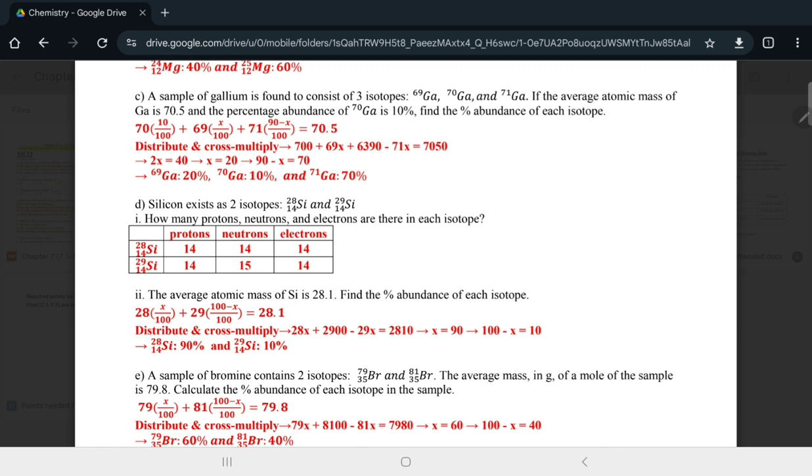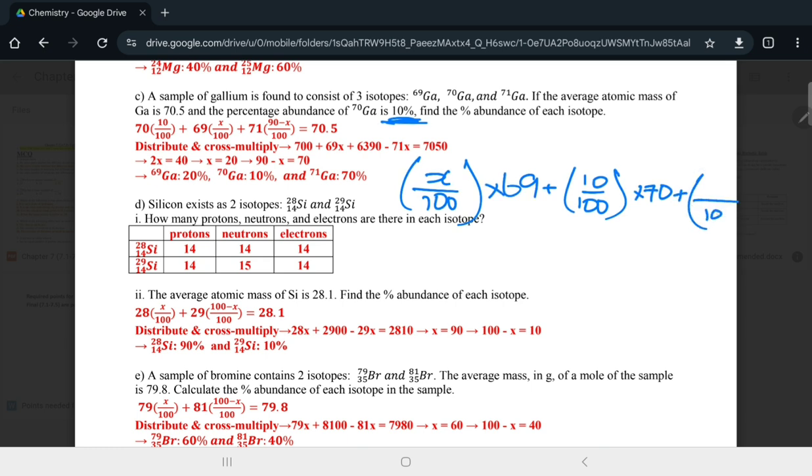Now, a sample of gallium is found to consist of 3 isotopes. They gave you the percentage of one isotope, and they gave you the average. The same exact thing, over 100. So x over 100 multiplied by 69, and then you add it to the 70, which is 10%, so 10 over 100 multiplied by 70, plus this one over 100.